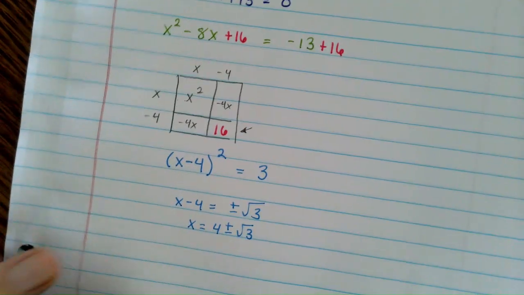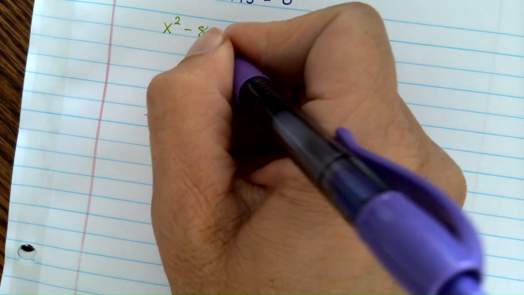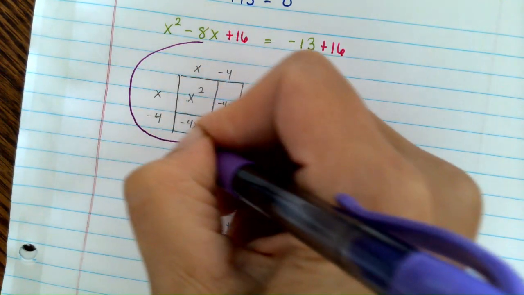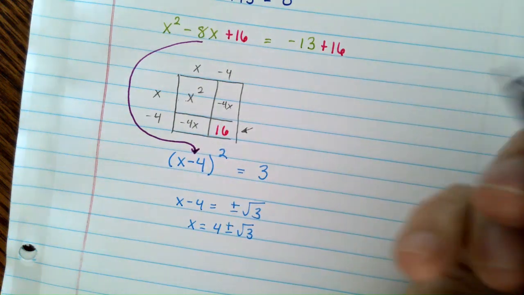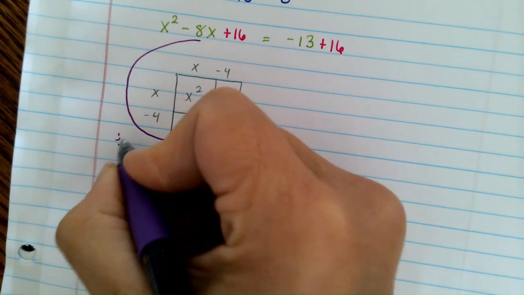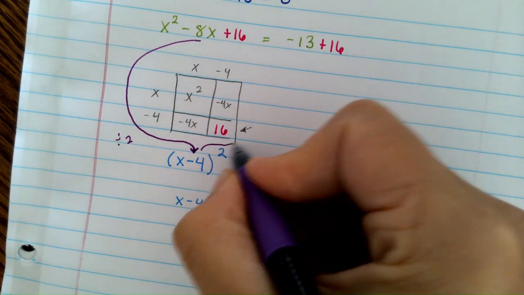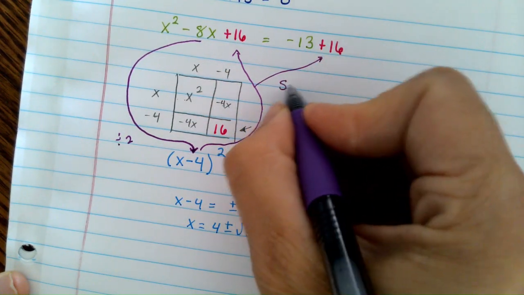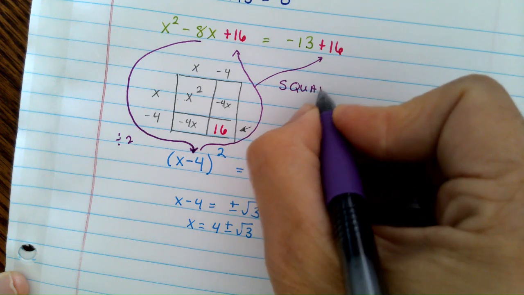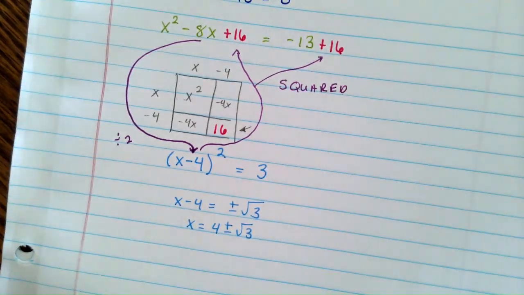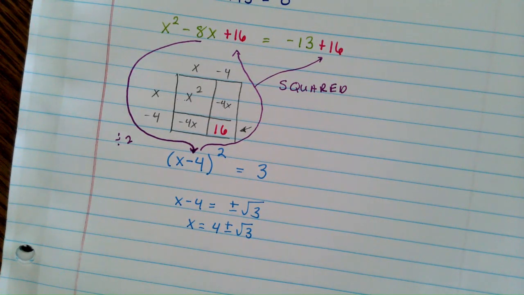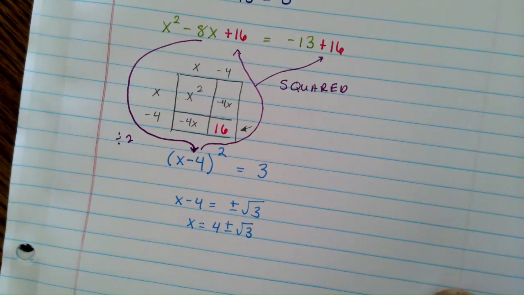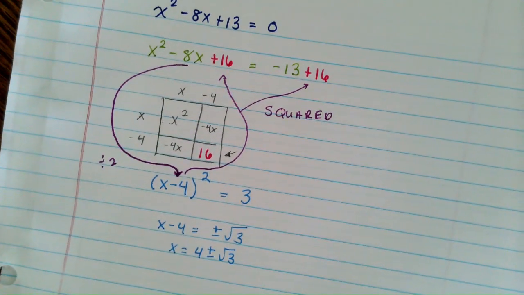Okay. So again, if you take the 8 and you divide it by 2, you get that number right there. And if you take that number and you square it, you get what we added to both sides. It's kind of a hint for what's going to be coming.